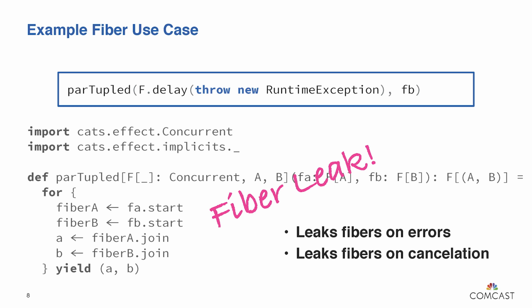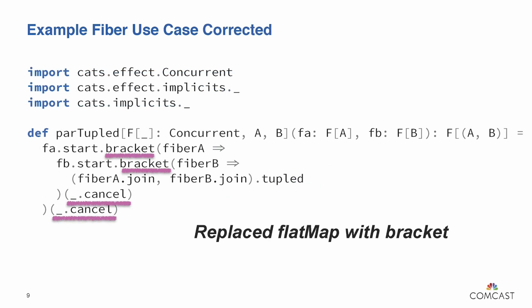And it's not the only leak in this case. Because we have fiber cancellation, someone could actually start up the overall returned program in a fiber, let it run for a little bit and then cancel that. In which case, we might leak both fiber A and fiber B. All right, so how do we fix this?